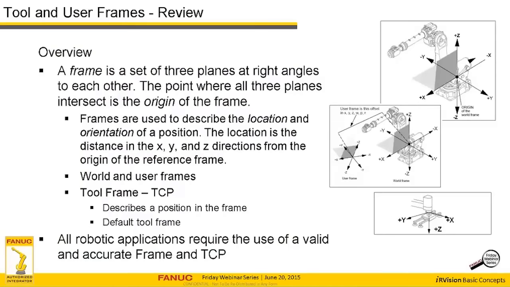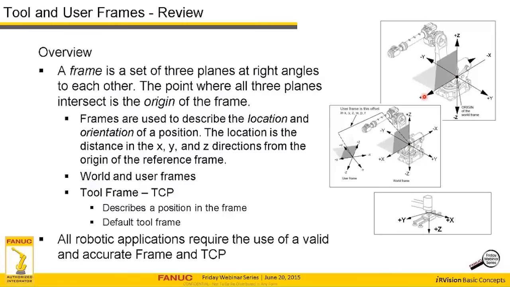Frames are used for all of our applications, iRVision or not, to describe the location and orientation of a position. The location is the distance in X, Y, and Z directions from the origin of the reference frame. Notice that the reference frame can be anywhere in the world of the robot, and it can be at any angle, any orientation, any direction, and it's all related through transformations back to the robot world frame. Now, the world frame is a special case frame that always, on all of our robots, occurs at the intersection between the center of J1 and the center of J2.